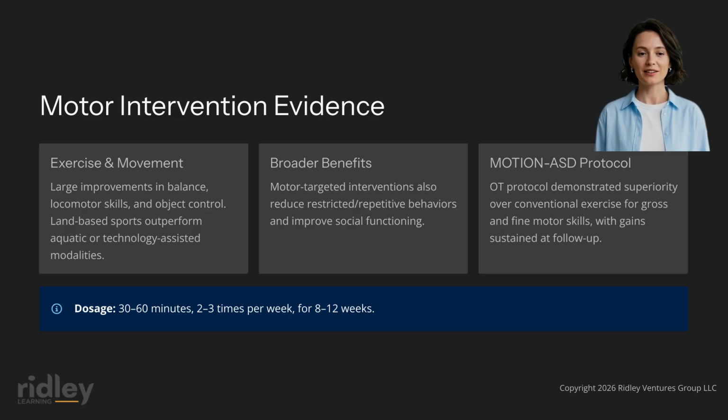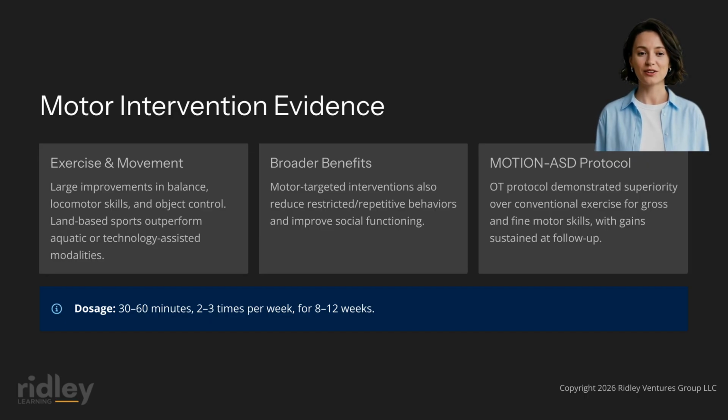Wu and colleagues' 2024 meta-analysis of 28 randomized controlled trials with 1,081 participants found a very large overall improvement in motor performance, along with meaningful reductions in restricted and repetitive behaviors and meaningful improvements in social functioning. That's evidence that motor-targeted interventions produce downstream improvements in core autism features rather than motor outcomes in isolation.